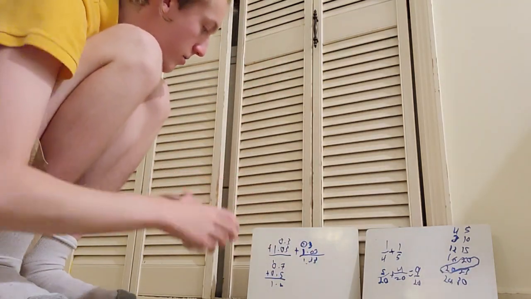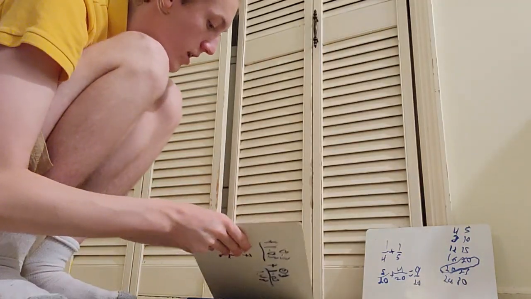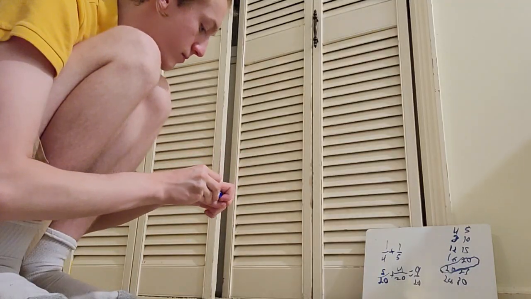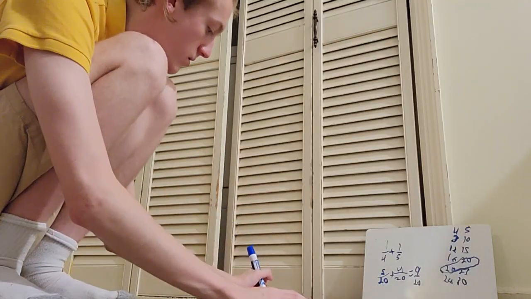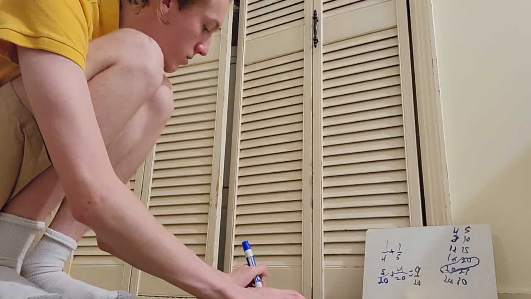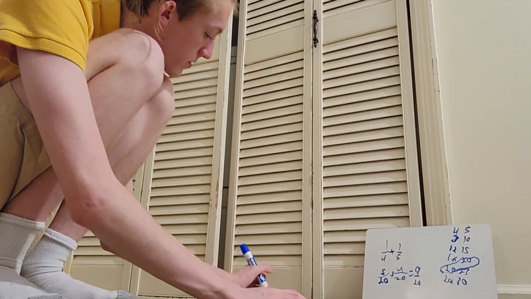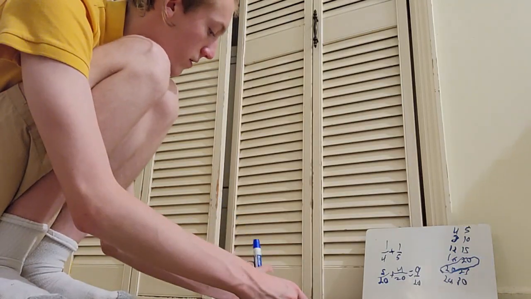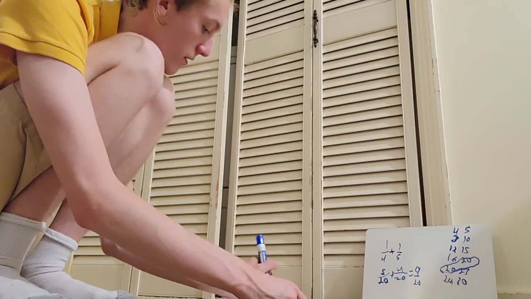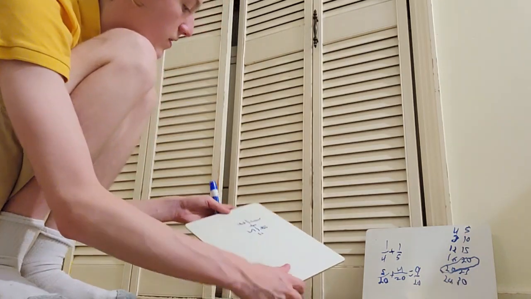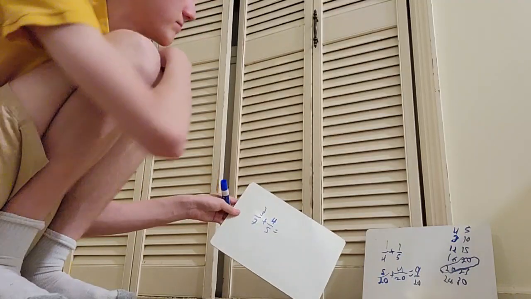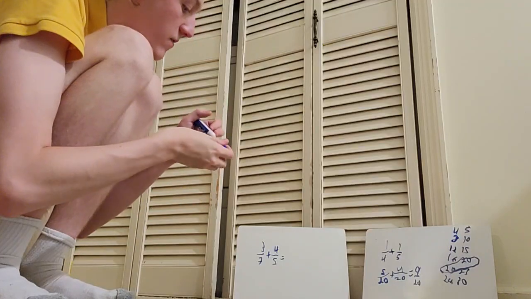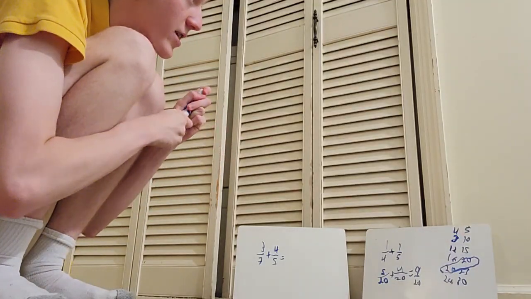All right, now we're gonna add one more fraction. Okay? And then we're done. Let's do 3/7 plus 4/5. 3/7 plus 4/5. So what is the first step when we add fractions? Adding and subtracting fractions, what do we do?